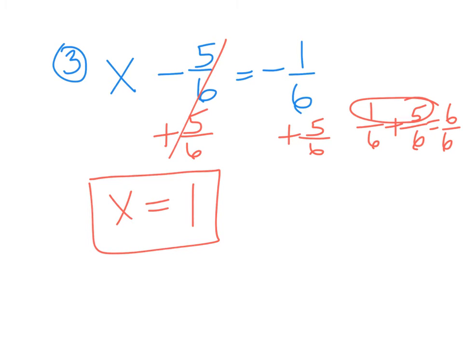Now, if these didn't have a common denominator, you would have to get a common denominator first with addition and subtraction. Multiply, divide, you don't. You just multiply or divide.